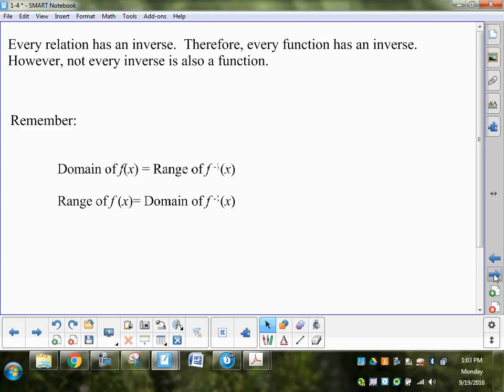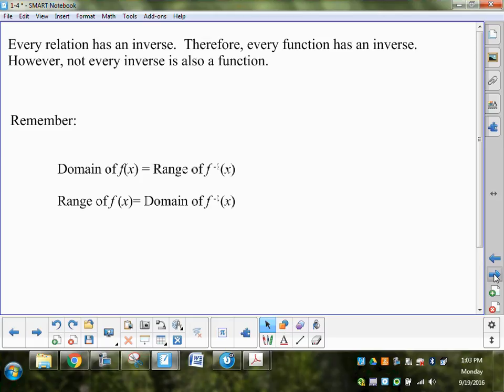So every relation has an inverse. Therefore, every function has an inverse. Just because we can take an inverse, though, doesn't mean that the inverse will be a function. So, who can give me a type of graph that's going to have an inverse, where the original is a function, but the inverse will not be a function? What's one type of graph that we've done where the original is a function and the inverse is not a function?